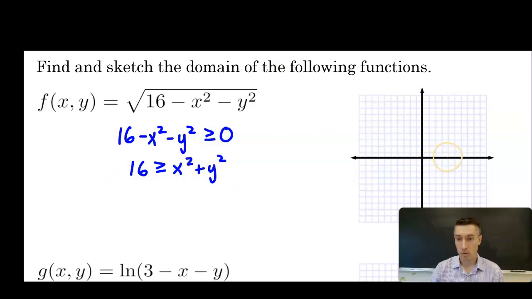So 1, 2, 3, 4, 1, 2, 3, 4. I'll put the intersections with the axes on. 1, 2, 3, 4.